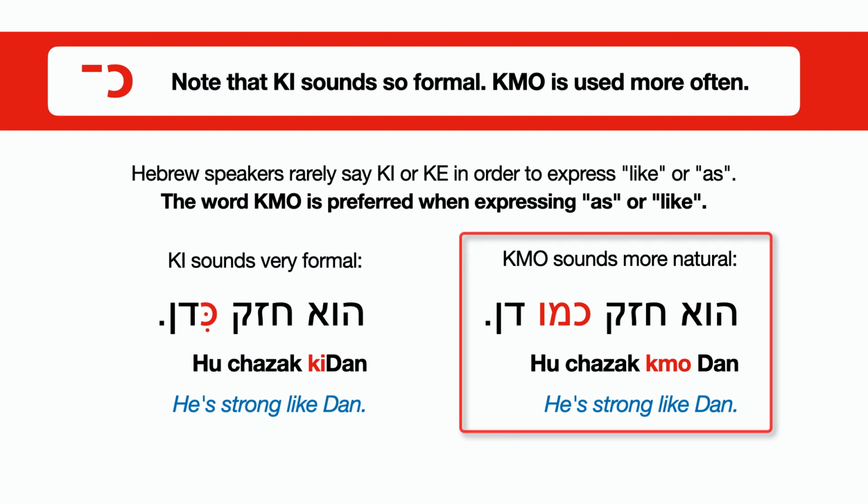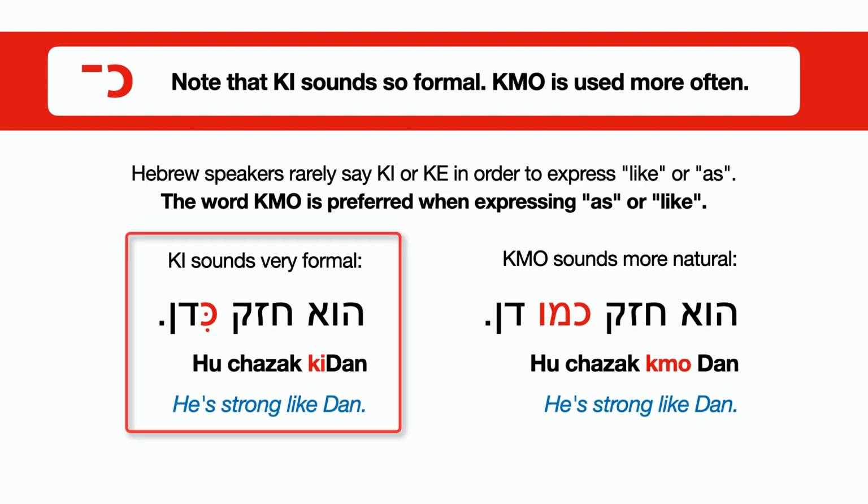Hu chazak kmo Dan. Hu means he. Chazak means strong. Kmo means like or as. Dan, of course, is the name of a man. So, hu chazak kmo Dan. He's strong like Dan. So that's the more natural way of saying this.